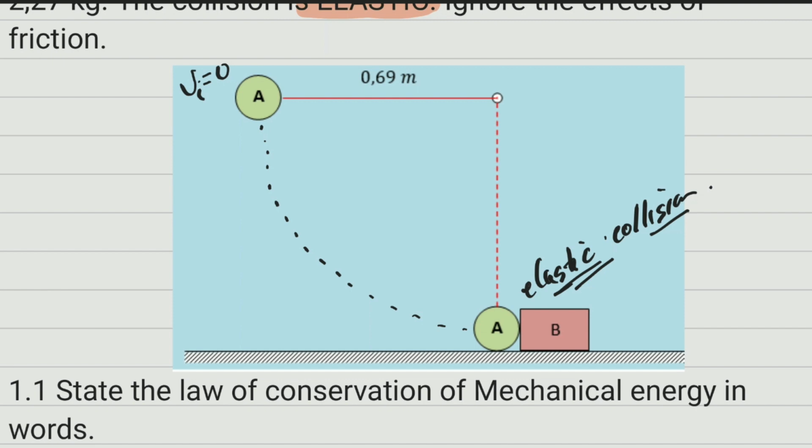Now, we don't have more data. The only data we have is that the initial velocity of the ball A is 0, the collision is going to be elastic, and the length of the rope that is holding the ball is 0.69 meters. It is important data because that means that is going to be the length here as well, in other words it's going to be the height, you see. So it's important data as well, but this is not much given.